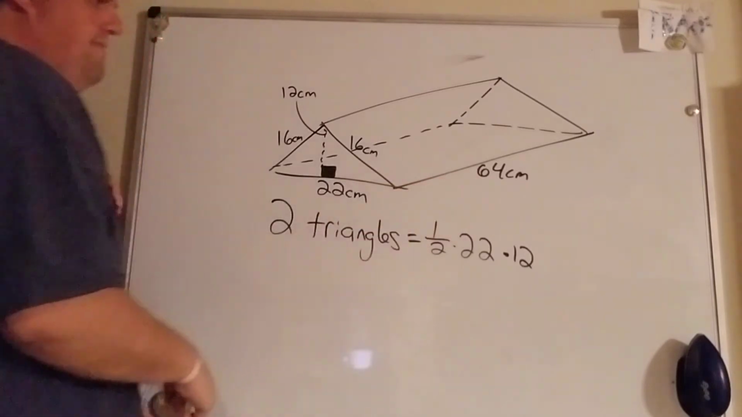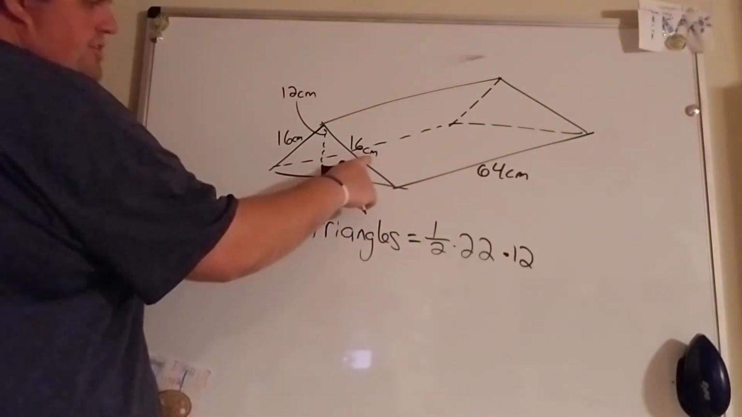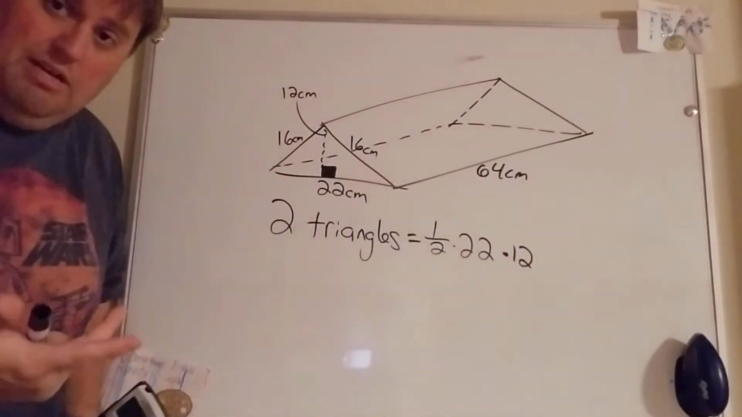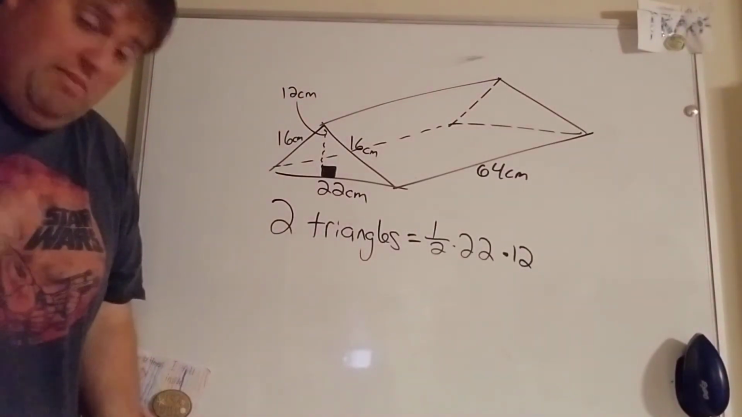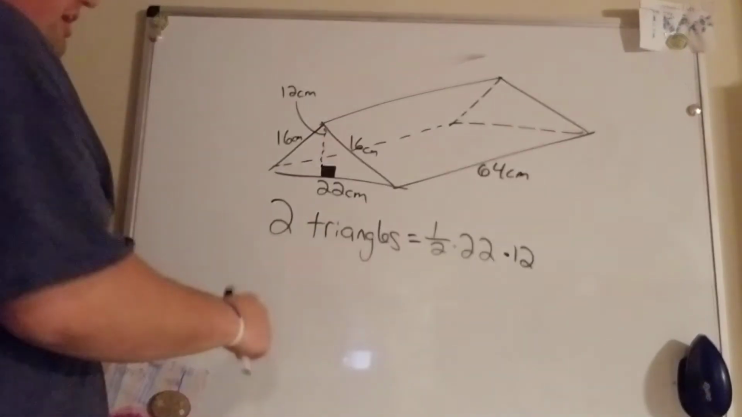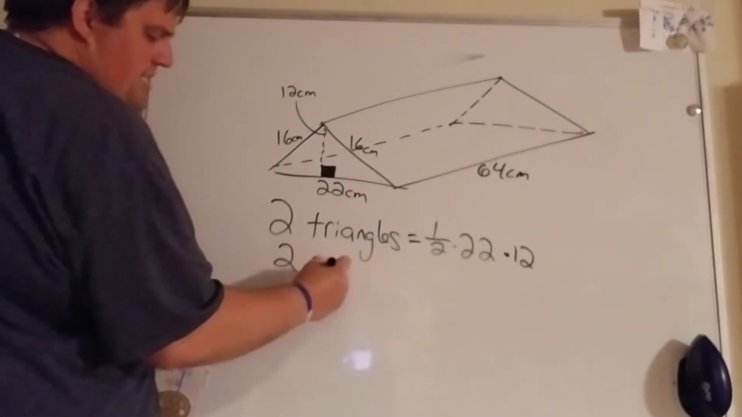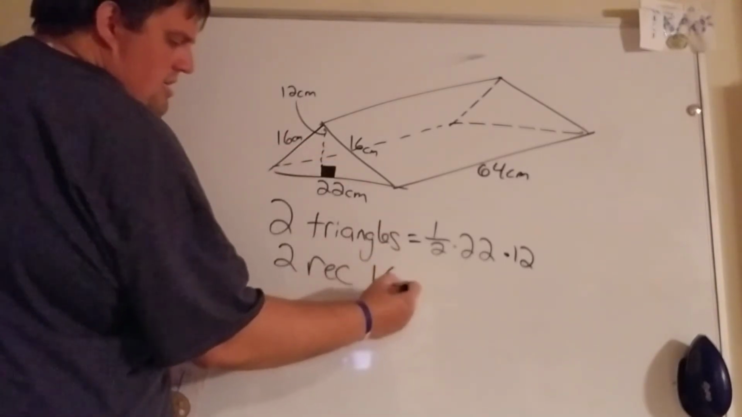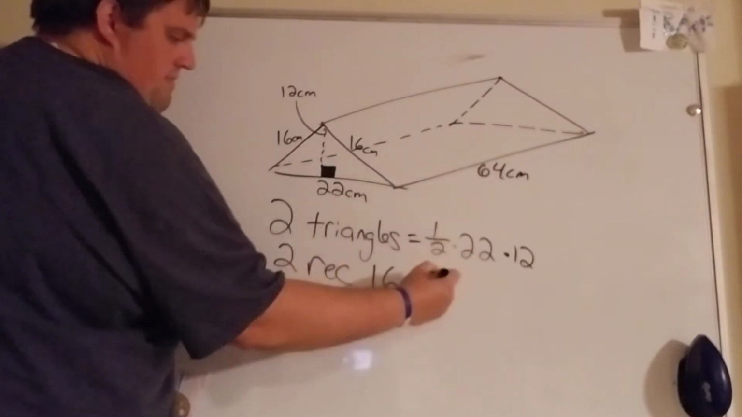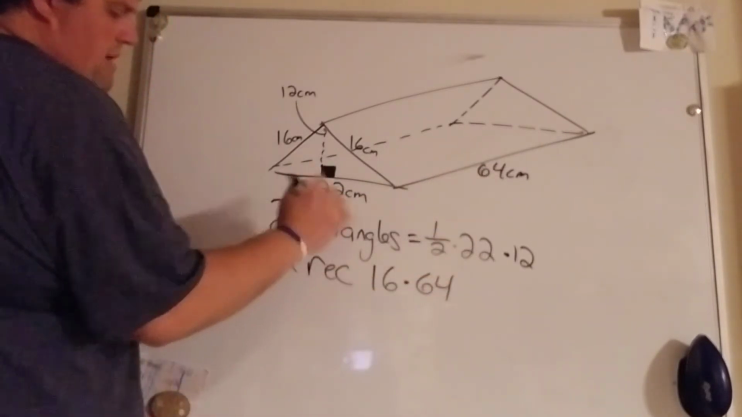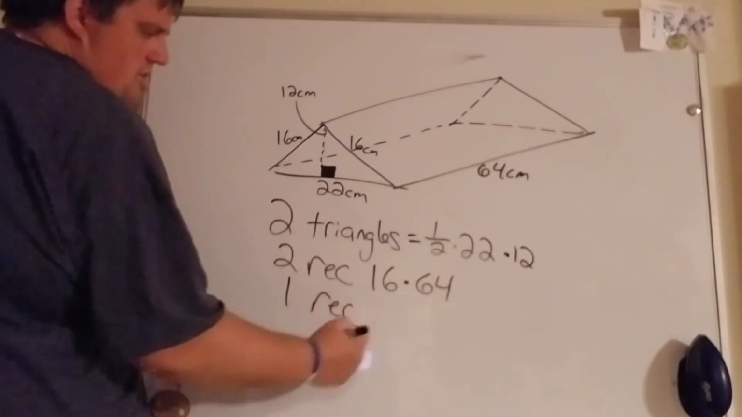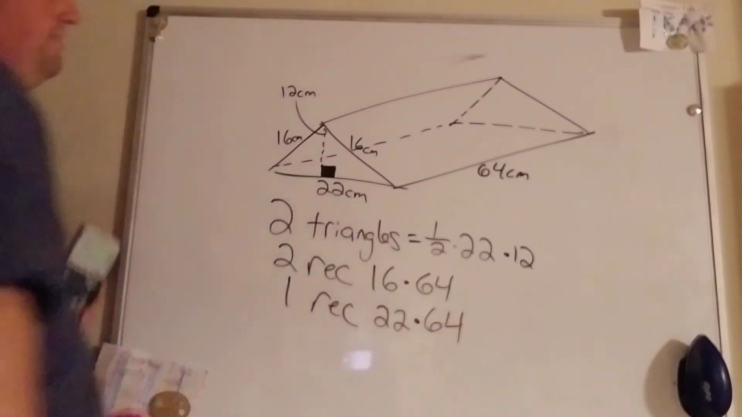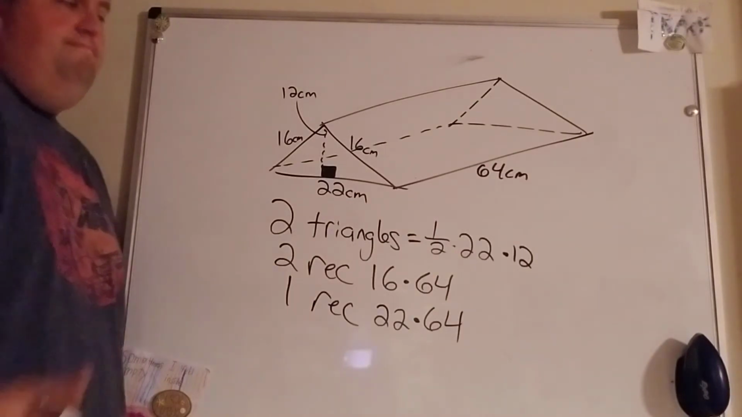They're all going to have a length of 64, but these two have a width of 16. This one has a width of 22. That's not always going to be the case. Sometimes they all might be the same. Sometimes it might all be different. You just got to look. So in this case, we have 2 rectangles that are 16 by 64. And we have 1 rectangle that's 22 by 64. And that's all my shapes.